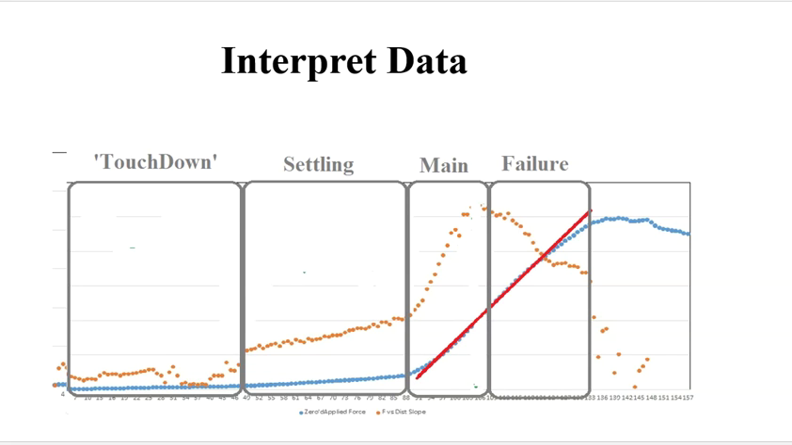Then there's a region where you have a particularly low slope, and then there's a region, the main region, where a lot of things are going on and there's a lot of force being added and significant displacement. And then finally there's a failure region where the sample is changing irreversibly.